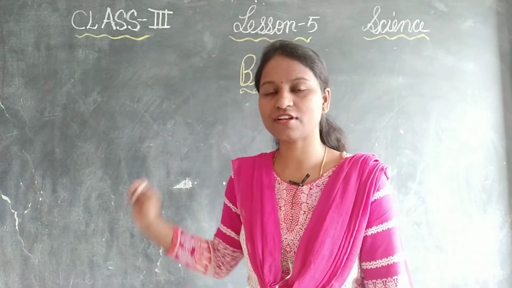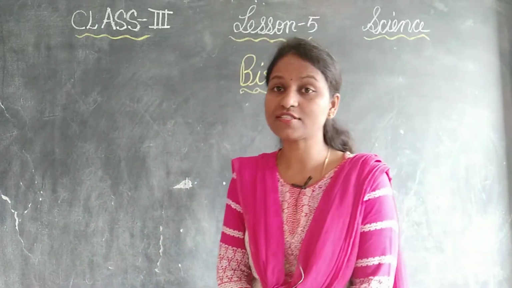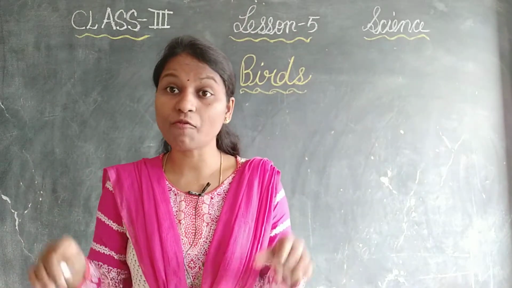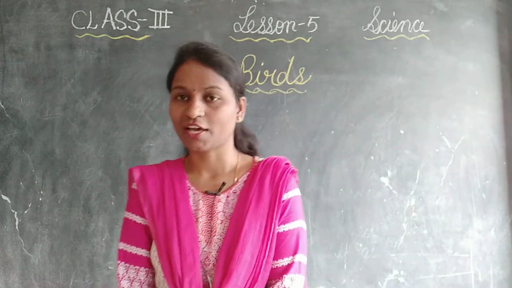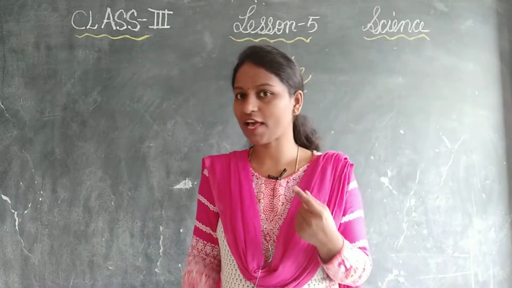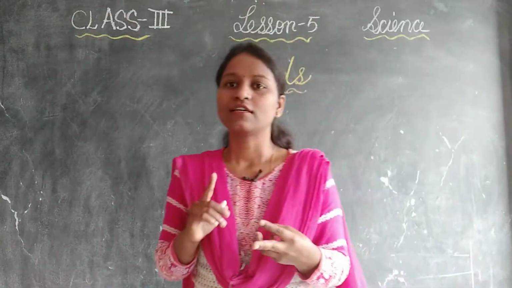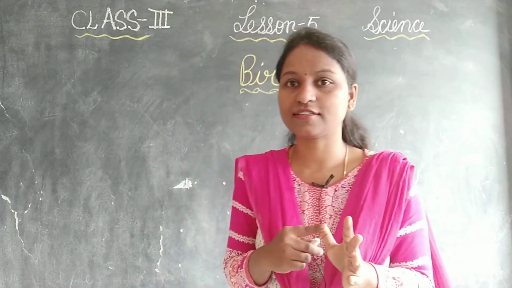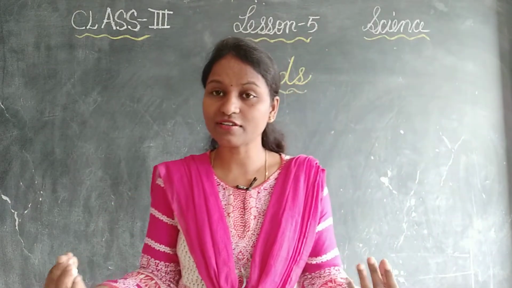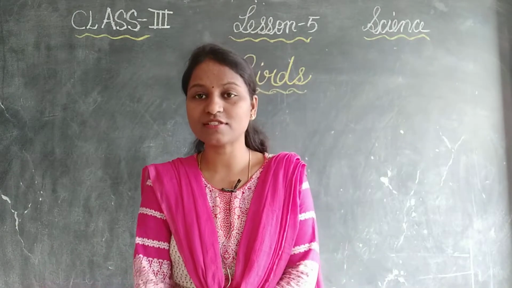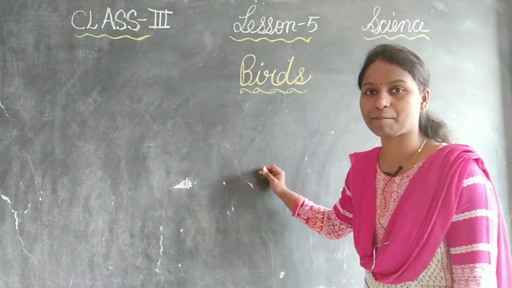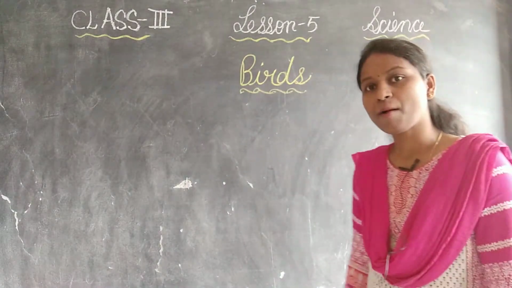The third class children, we have learned about different types of birds and different types of beaks. We have completed that. First of all, they have wings, feathers, beaks, feet and claws. Yes, and there are different varieties of birds present in our environment. Here in the birds chapter we have completed the types of beaks.